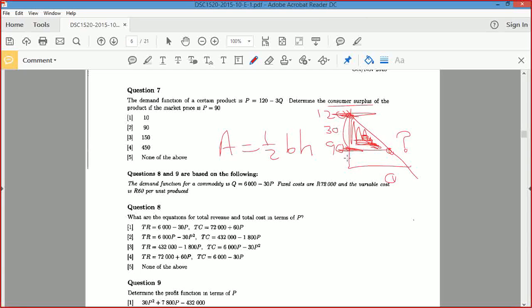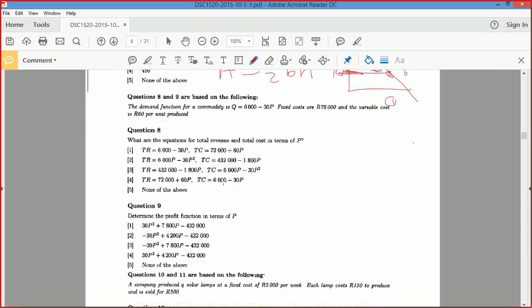Okay. 120 divided by 9. So it's going to be half times 10 times 30. So it's 150. Yes, 150. Okay, good.